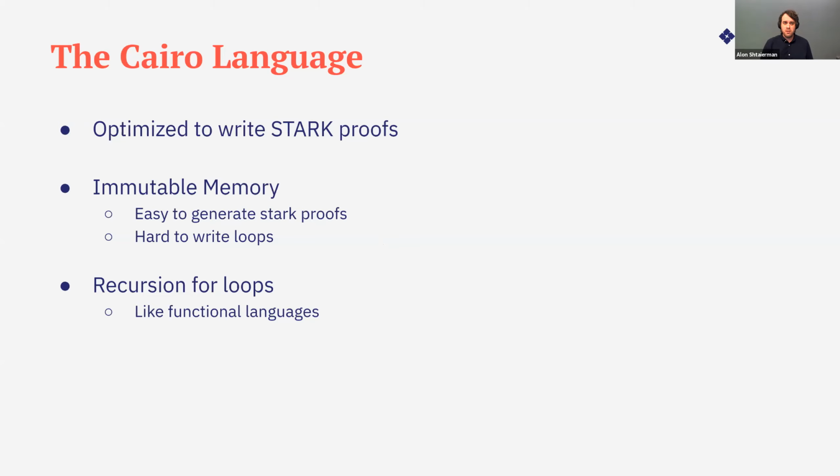Now, don't be alarmed if you're not familiar with the language, because we're not going to dive too closely into the details of the implementation. But a few words before we do start is that the Cairo language is optimized to write Stark proofs. It's characterized by having immutable memory, which on one hand makes it easier to generate Stark proofs, but on the other, it makes things like writing loops a bit harder. For that, we use recursion to implement loops, much like functional languages like ML.